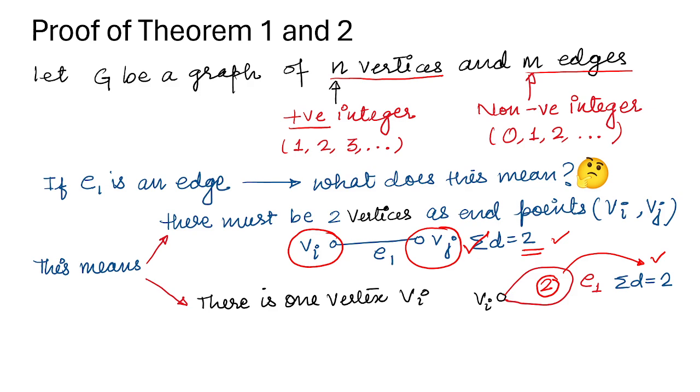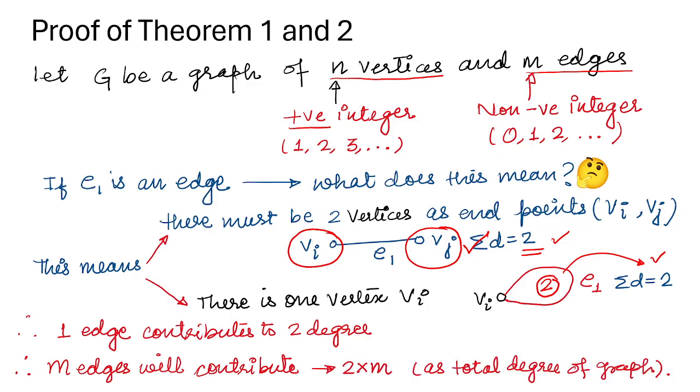So if I am having m edges, so one edge is contributing 2 degrees. So if I am having m edges, then those will be contributing 2m as the total degree. Therefore this proves that the total degree of vertices in any undirected graph has to be equal to twice the number of edges. So this proves our theorem number 1.